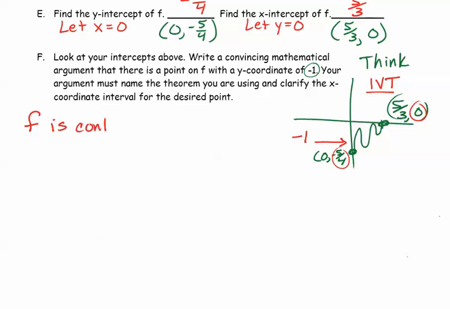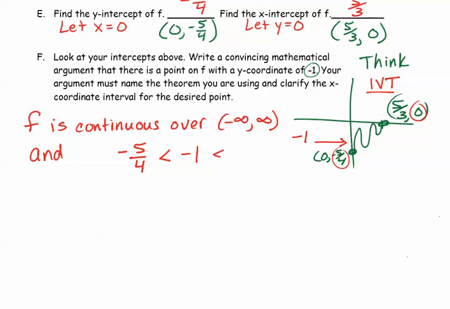So f is continuous over -infinity to infinity, and we have found a y-coordinate below our target. We know -5/4 is below our target y of -1, and -1 is smaller than the y-coordinate at the other end of our interval. And now I'm going to simply tack on where these happen. This is f of 0, and this is f of 5/3. So that you can easily see the x coordinates as well as the y.